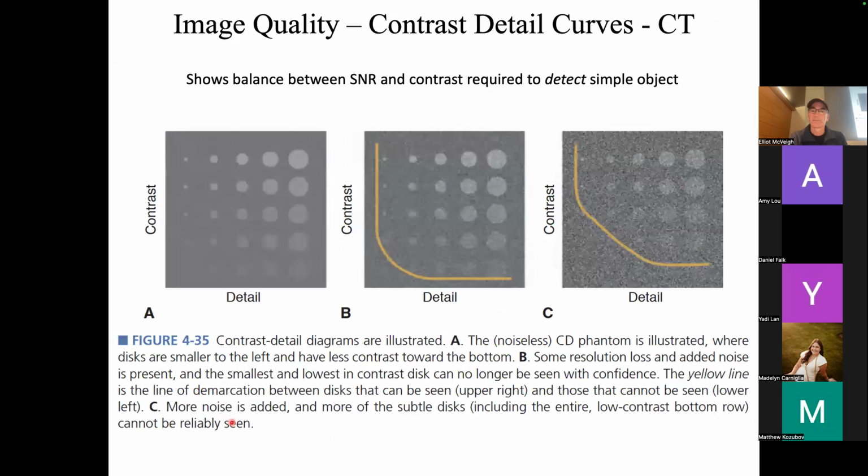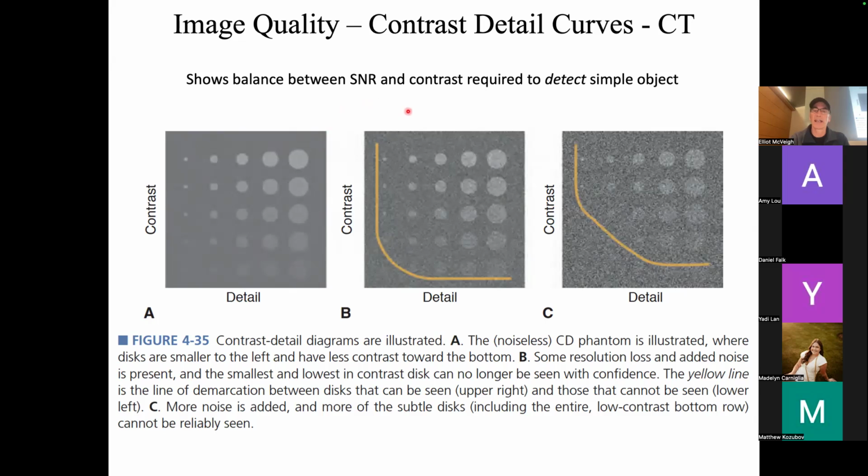Right? And one way of demonstrating this is with this thing called the contrast detail curve. We have three examples here, and the amount of noise increases as I go left to right. The percent contrast of each row increases as I go from bottom to top. So remember, the percent contrast makes sense in CT.